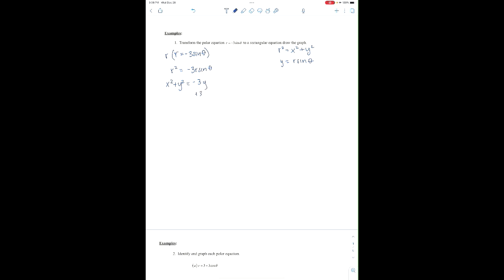Now if we add 3y to both sides, we'll have x squared plus y squared plus 3y equals 0. That's our equation. And if we graph it, it gives us a circle. And our circle is going to look something like this. Terrible circle. Something like that, and it goes down to -3. So, there we go.